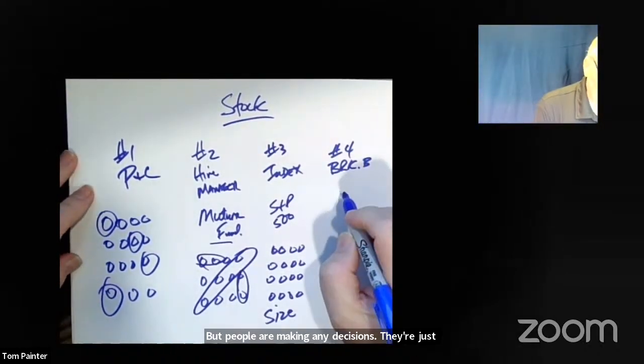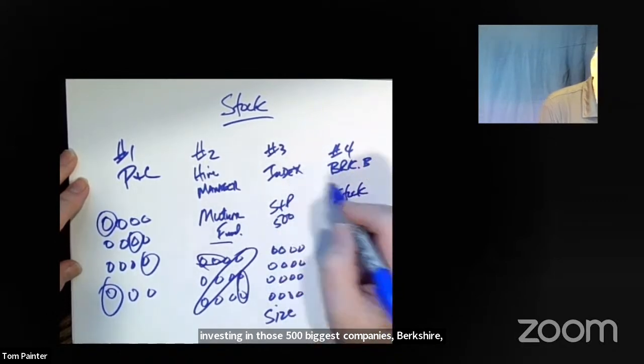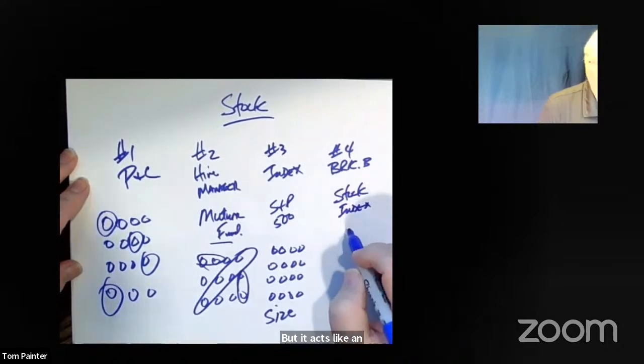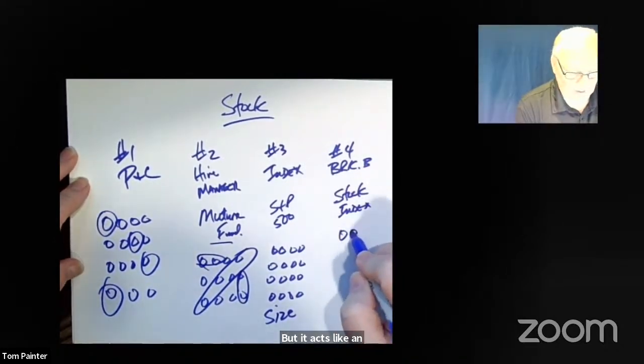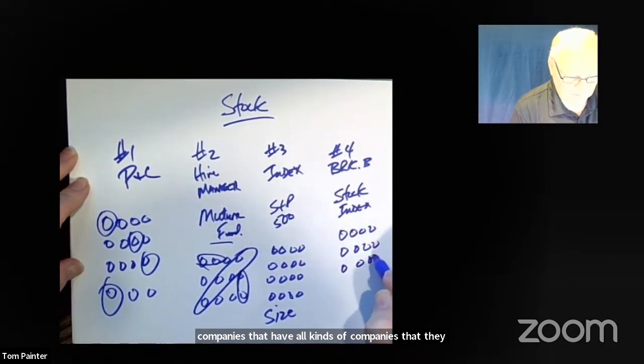Berkshire Hathaway is one of my favorites. And what it is, it's a stock, but it acts like an index because they own a lot of companies. They have all kinds of companies that they own and long-term investments that they do.